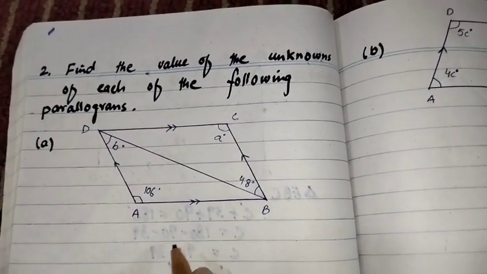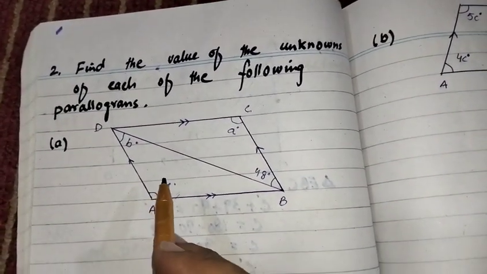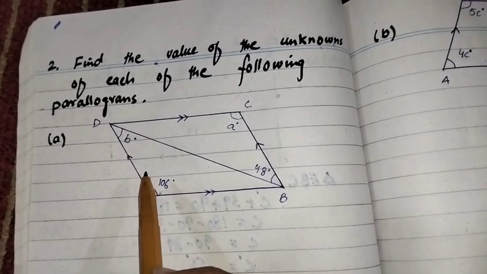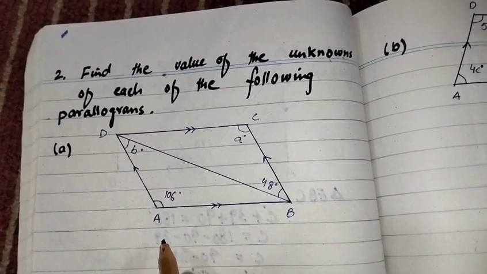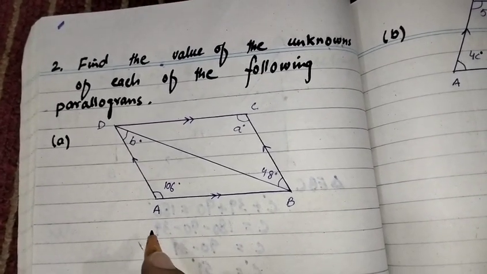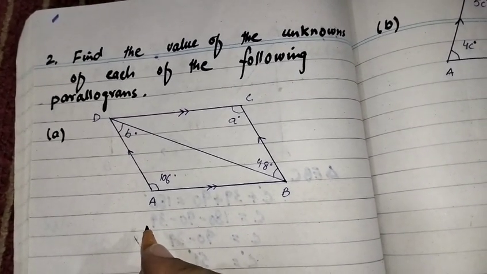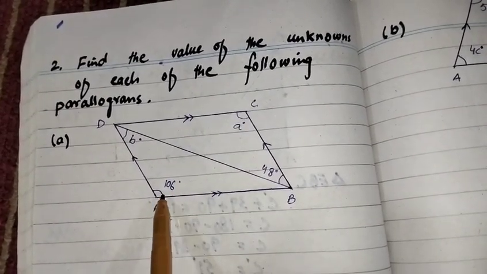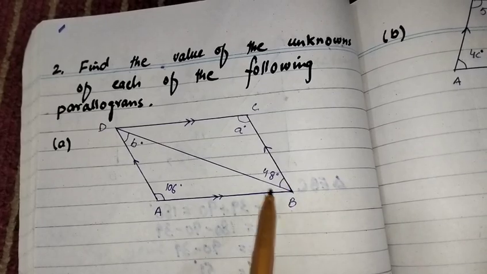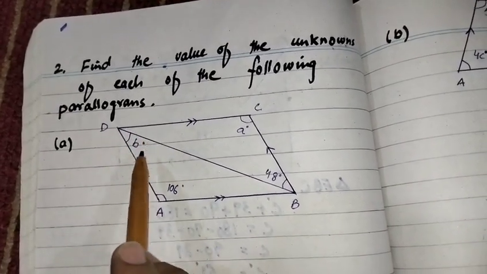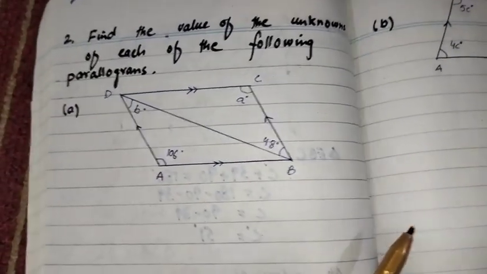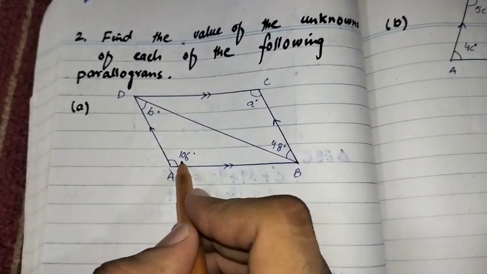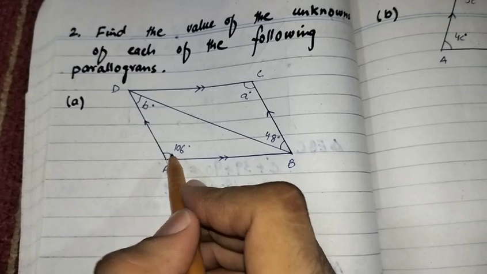Bismillahirrahmanirrahim. Question number 2. In question number 2, we have a parallelogram. The question is: find the value of the unknown of each of the following parallelograms. In a parallelogram, we know that the opposite angles are equal. It means that this angle must be equal to this angle, and this complete angle must be equal to this complete angle. So as it is a parallelogram and opposite angles are equal, this angle must be equal to this angle, and we have to find the unknowns.